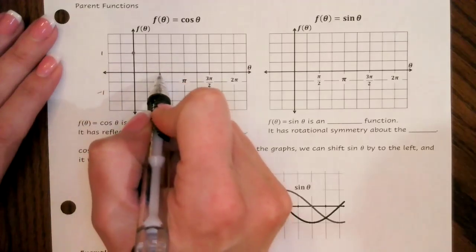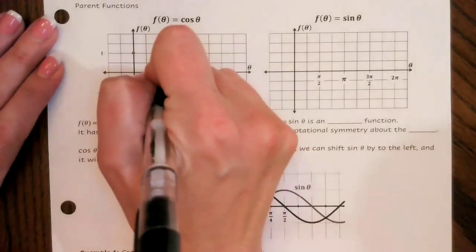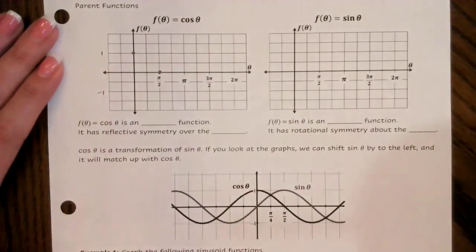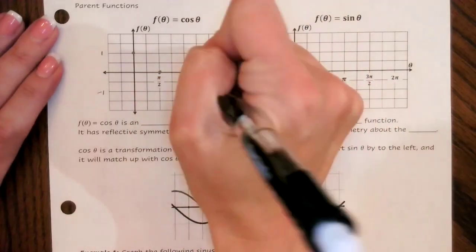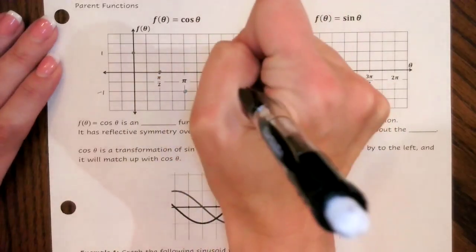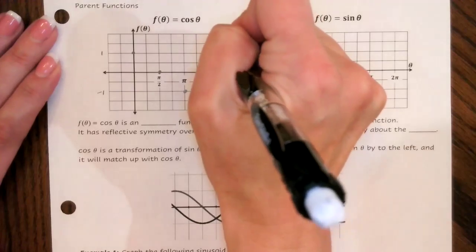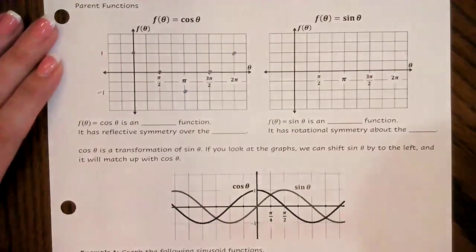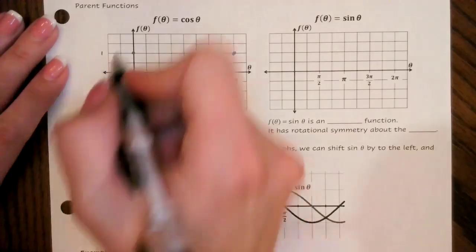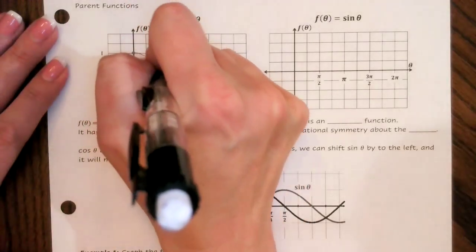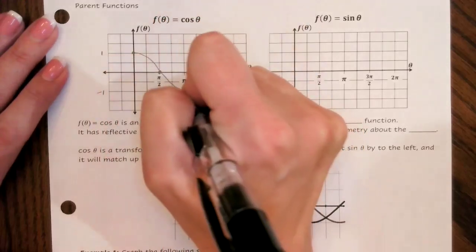The cosine of pi over 2 is 0. The cosine of pi is -1. The cosine of 3 pi over 2 is 0, and the cosine of 2 pi is 1. And so this is one full cycle of the cosine curve, and it should be a curve, so it should not have the jagged edges.